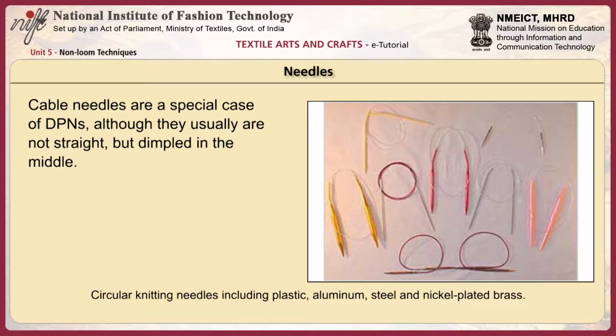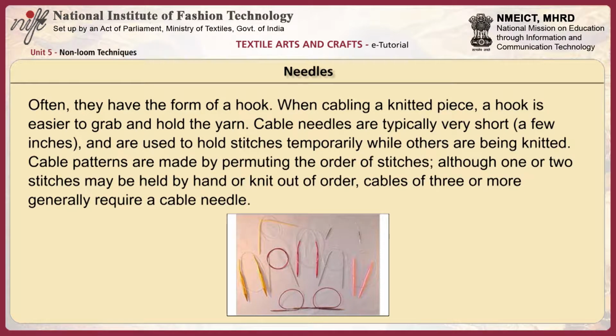Cable needles are a special case of DPNs, although they usually are not straight but dimpled in the middle. Often they have the form of a hook. When cabling a knitted piece, a hook is easier to grab and hold the yarn. Cable needles are typically very short, a few inches, and are used to hold stitches temporarily while others are being knitted. Cable patterns are made by permuting the order of stitches. Although 1 or 2 stitches may be held by hand or knit out of order, cables of 3 or more generally require a cable needle.